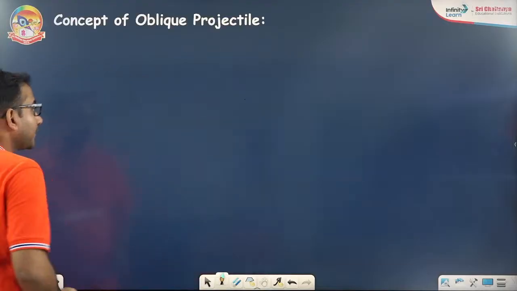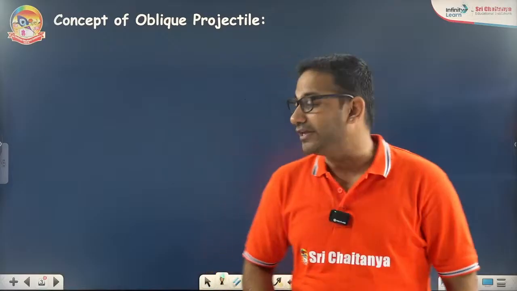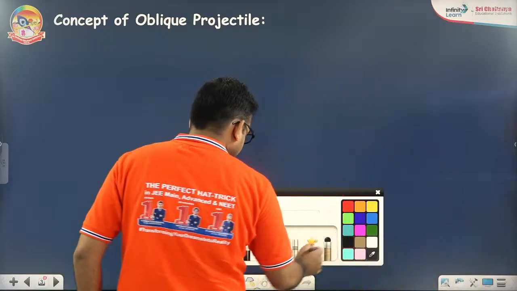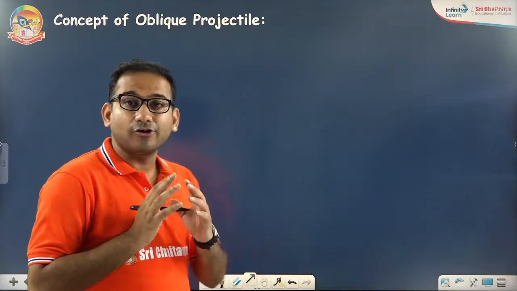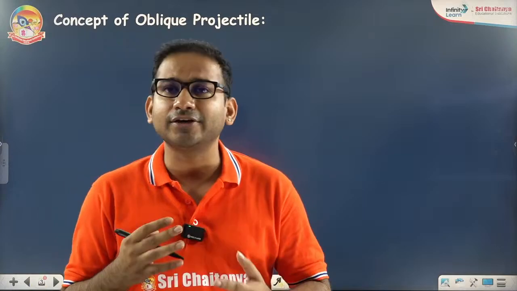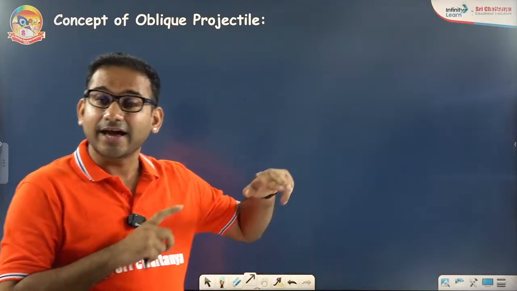First of all, the concept of oblique projectile motion. Let me draw the two axes. Our basic logic for discussing any motion in a plane is that we don't want to keep the plane itself in our mind. Rather, we want to break the motion along two perpendicular axes, the x-axis and the y-axis. The beauty of doing so is that these two perpendicular axes are independent of each other.